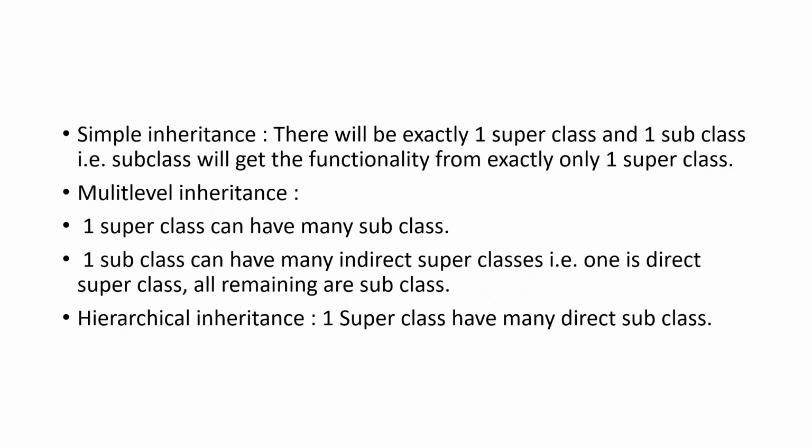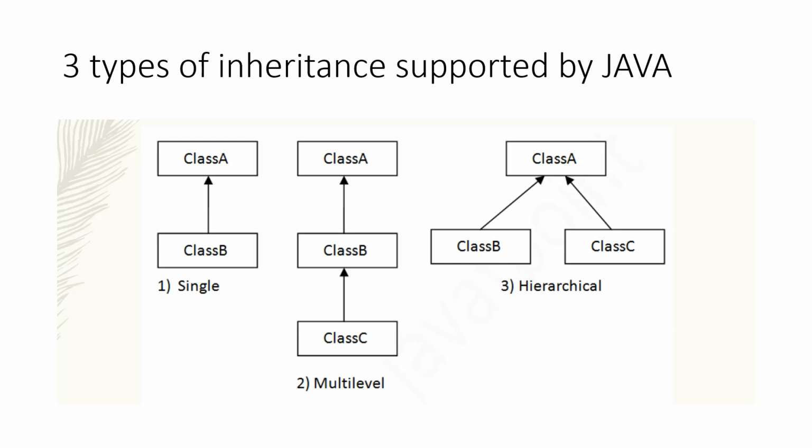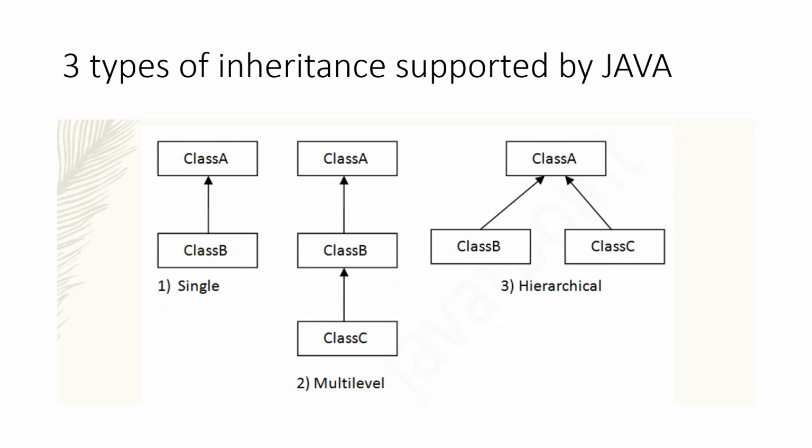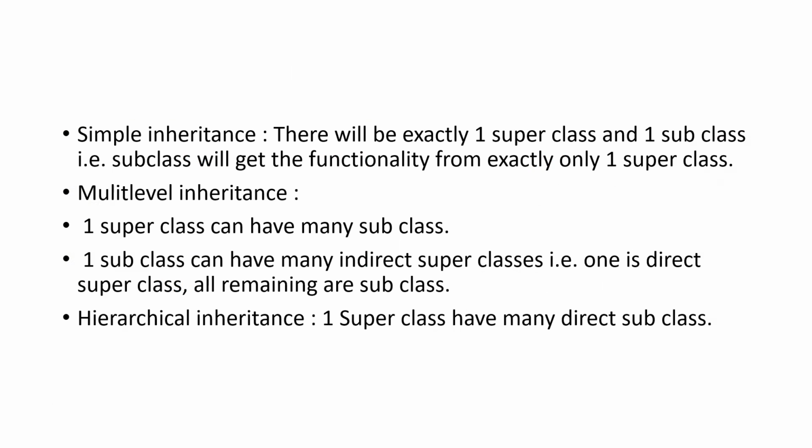In simple inheritance, as we see, there will be exactly one superclass and one subclass. The subclass will get the functionality of exactly one superclass. The superclass is the parent class, okay? In hierarchical inheritance, one superclass will have many direct subclasses.